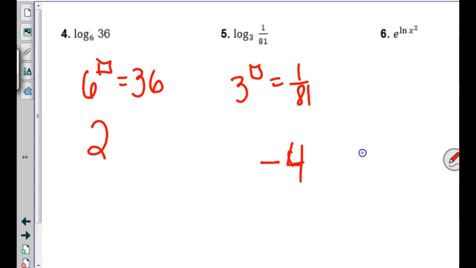I have a chart for you of perfect squares and cubes. All right, what do these do? Undo each other, right? So we end up with what? X. Yeah.